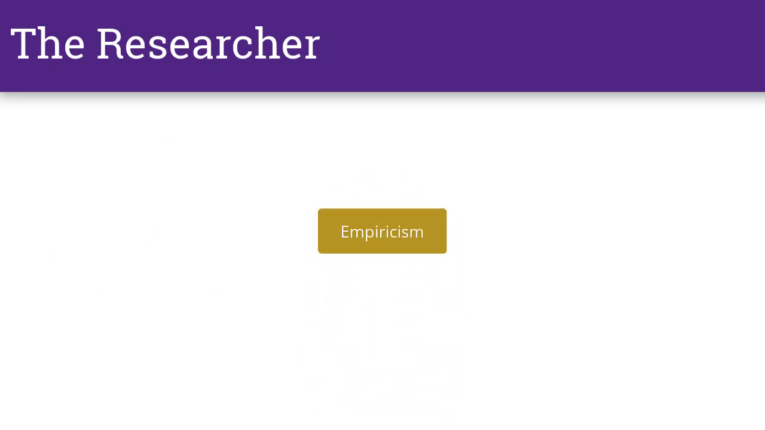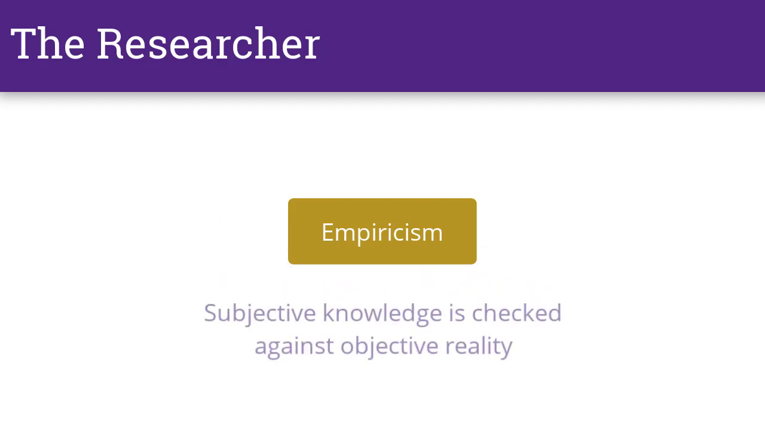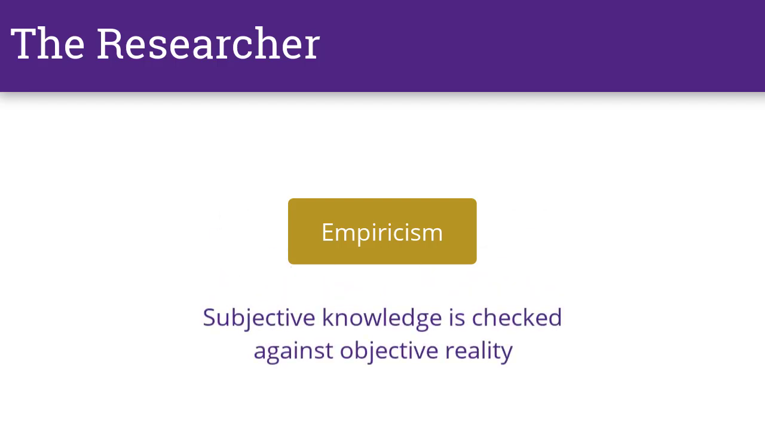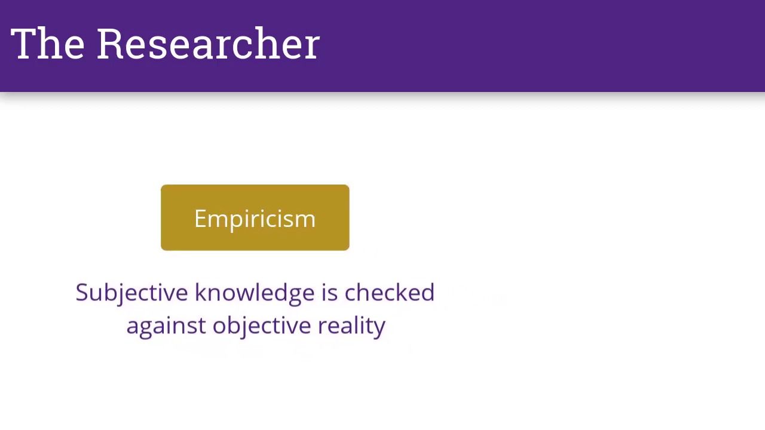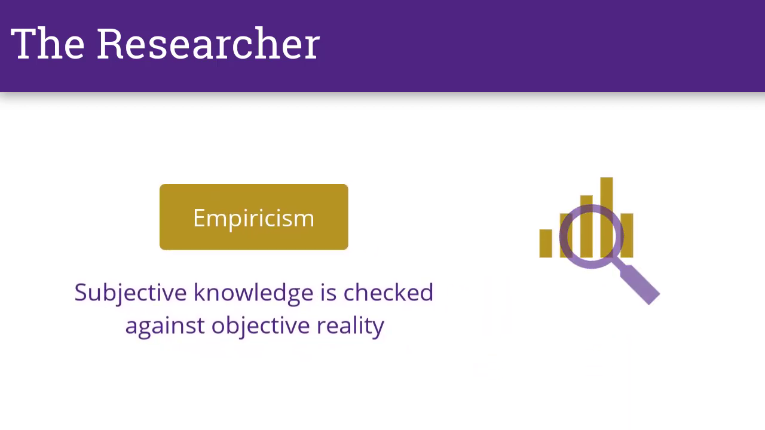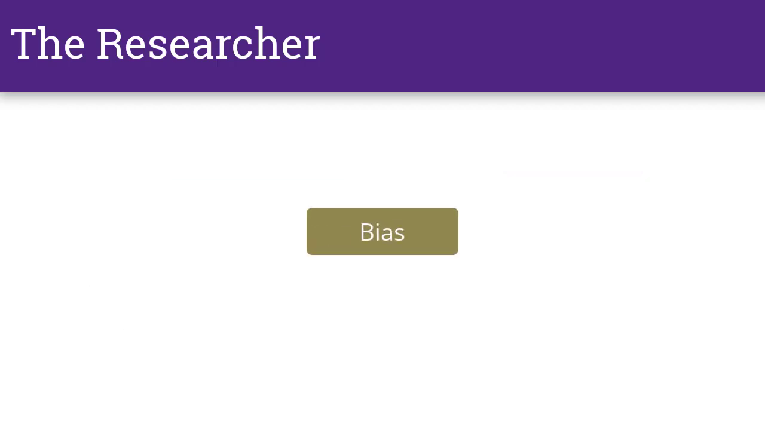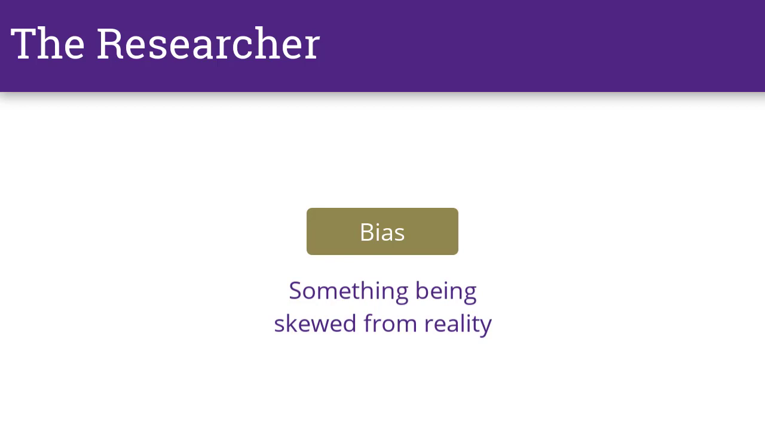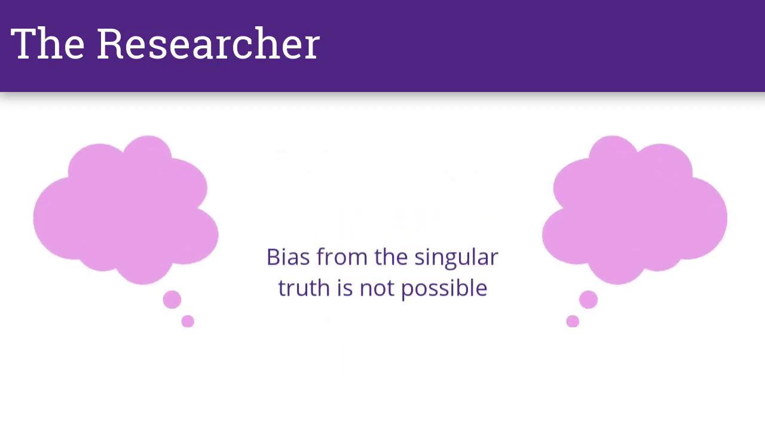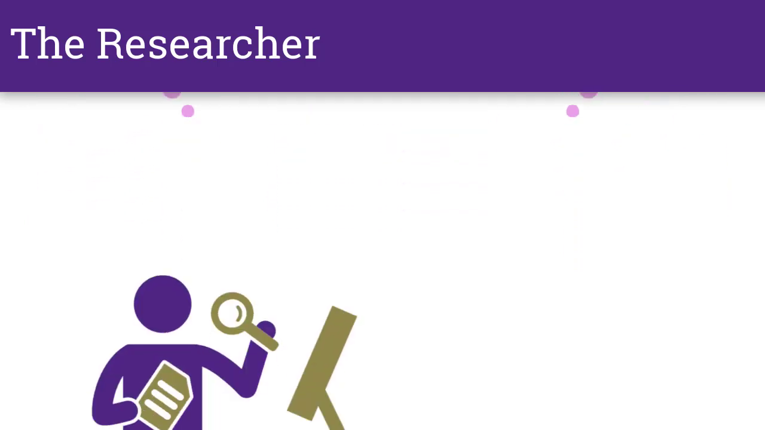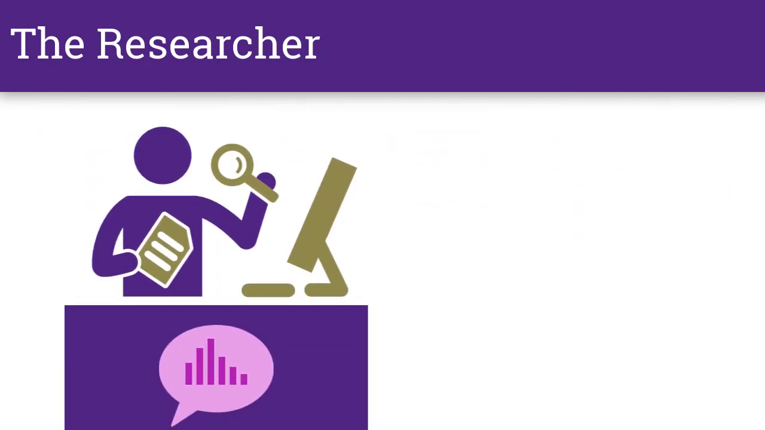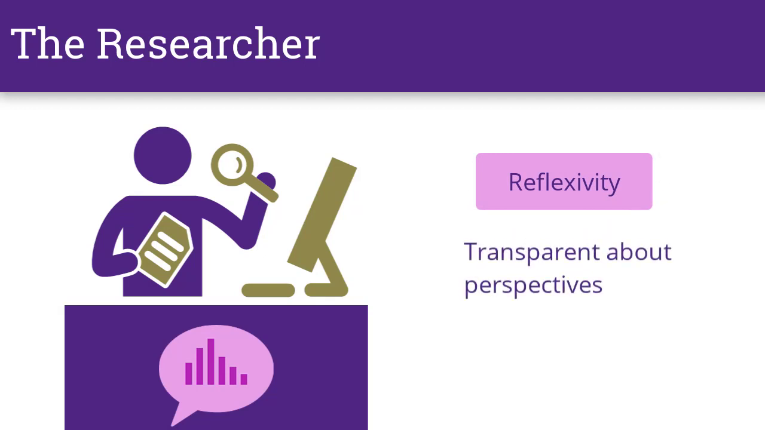For instance, empiricism refers to the idea that subjective knowledge is checked against objective reality. We theorize potential relationships about certain phenomena, and then objective data is collected, examined, and reported to either support or refute our ideas. Bias essentially refers to something being skewed from the way things really are, but if it is assumed there are multiple perspectives, then bias from the singular truth is not possible. Thus, qualitative researchers engage in reflexivity and are transparent about their perspectives, but do not always aim to be non-biased.